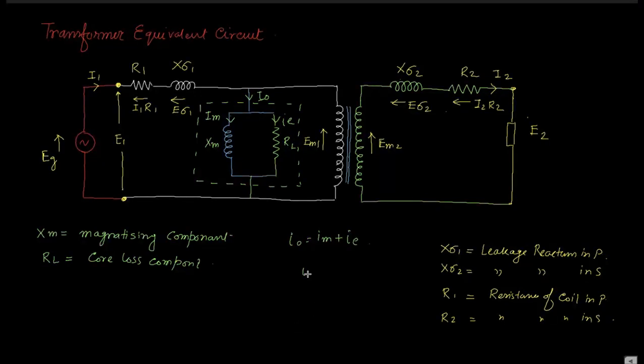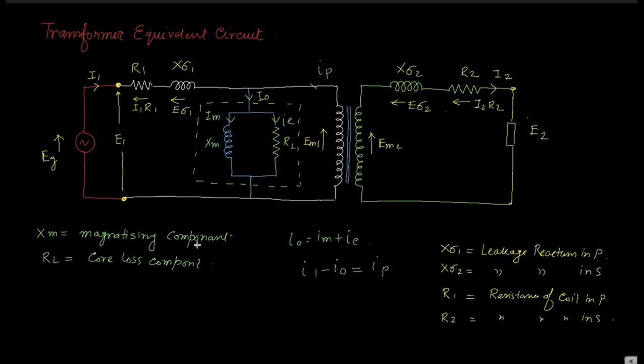Okay, and I1 minus I naught is the current flowing through the primary, that is the IP. You can say it IP. I1 is flowing through it, supplied by the generator. I1 minus I naught is flowing through the core, that has two parts. One is the magnetizing component, another is the core loss component.